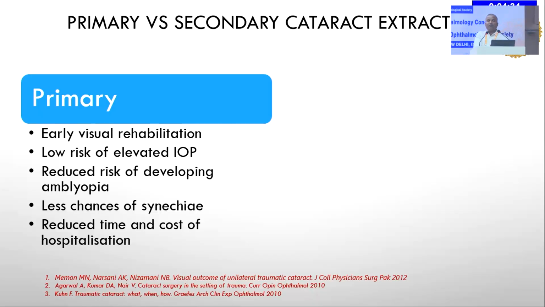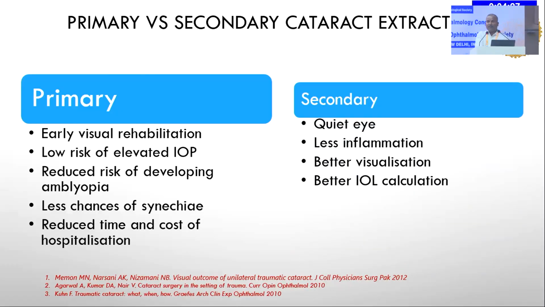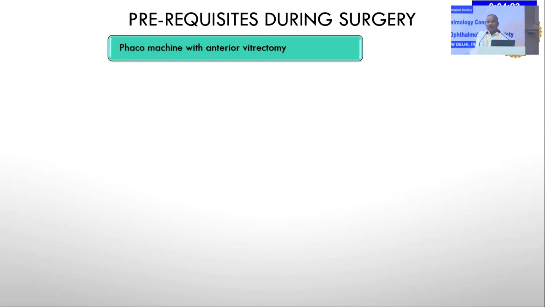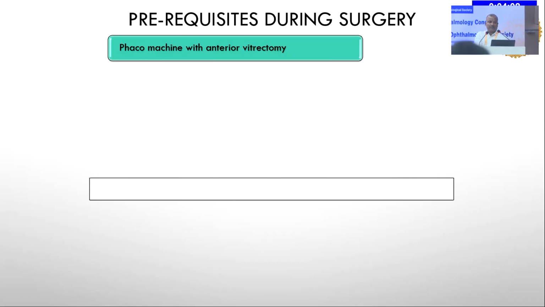There are two schools of thought, whether one should repair primarily or wait for control of inflammation. Both have different sets of advantages. Before taking any patient of traumatic cataract, ideally there should be access to a phaco machine. Conventional surgery should be avoided because you do not know whether there is vitreous leak or zonular damage. These can be better dealt with by phaco.